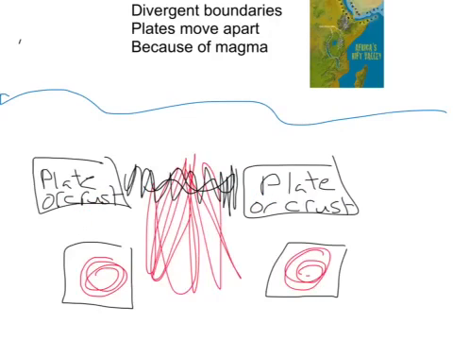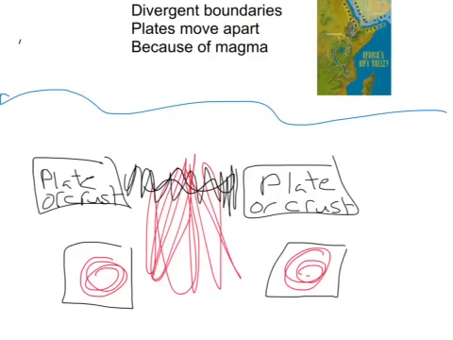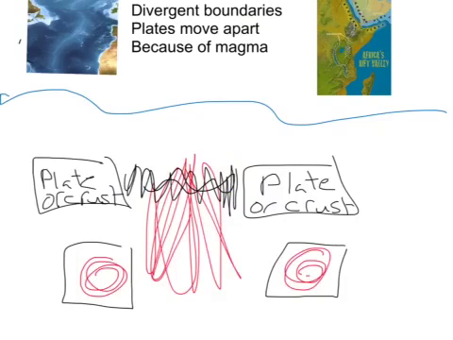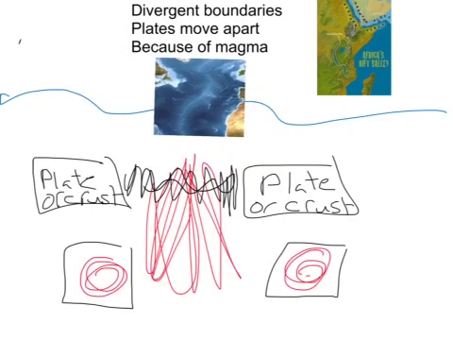Also, an example of it is the African Rift Valley, right here, or the Mid-Atlantic Ridge, which is right here. Very lightly, you can see the ridge right along here. It goes all over the world. It goes through some little islands and stuff.